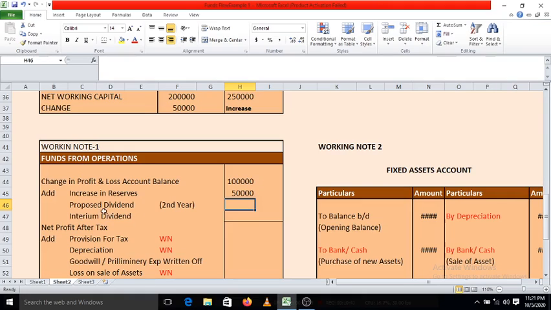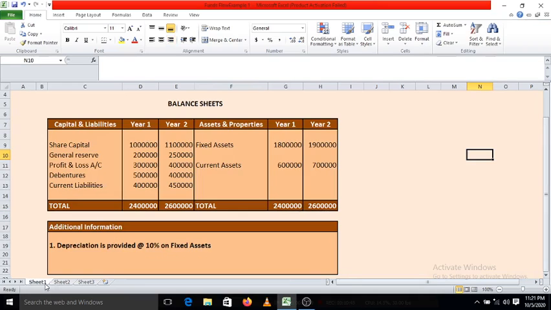Then as per our format, proposed dividend and interim dividend. Now you can check out, this is our example balance sheet. Nowhere is proposed dividend mentioned separately, because the total current liabilities amount is given to us. We don't know how much is the proposed dividend. Also there is no additional information about interim dividend.